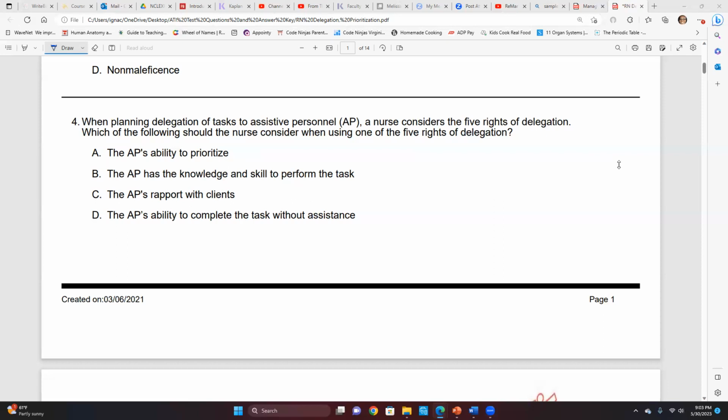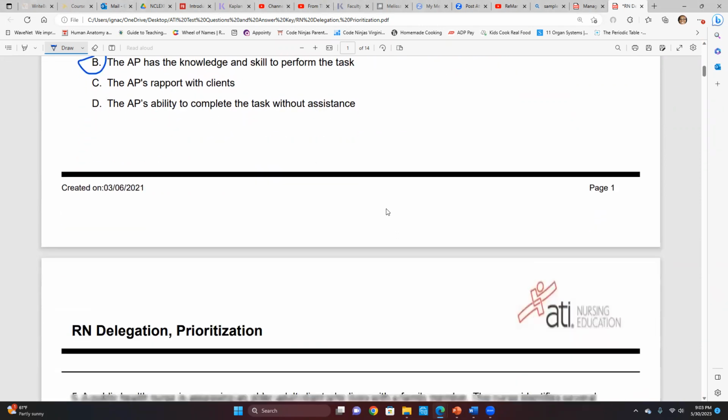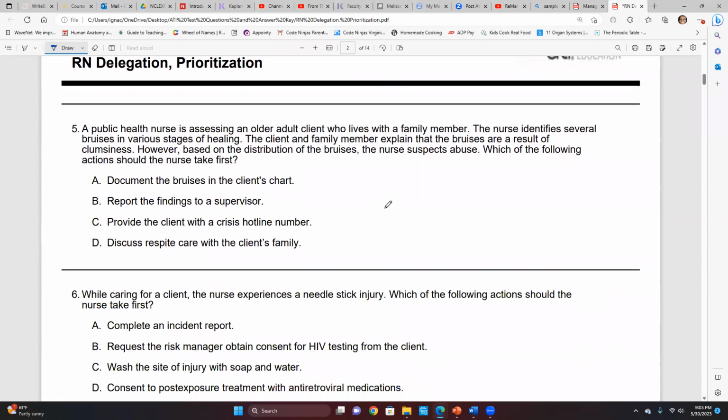Okay, B, that is correct, right? So this is one of the five rights of delegation, right? Understanding the right person based on the Nurse Practice Acts. Excellent. Do you have any questions about this one? No, ma'am. Okay, awesome. Let's go to the next one.